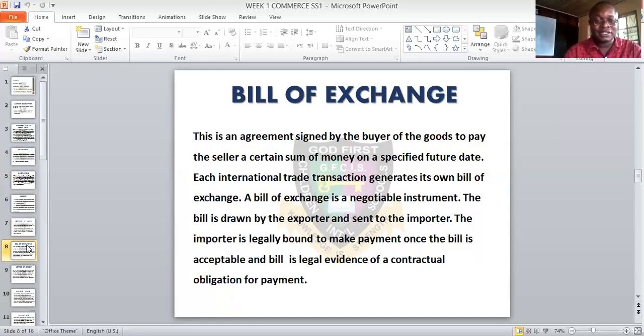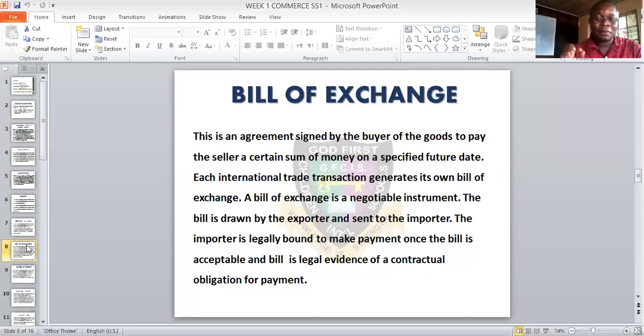This bill of exchange, each international trade transaction generates its own bill of exchange. A bill of exchange is a negotiable instrument. You also know that the bill is drawn by the exporter and sent to the importer. Export trade is sending of goods to another country, while importation is bringing goods in from other countries. So the importer is legally bound to make payment.